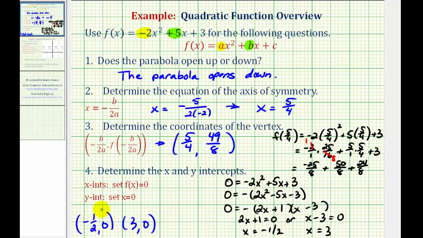Now to determine the y-intercept, we want to set x equal to 0 and then solve for y, or solve for f of x. Well, if we set x equal to 0, notice how we would have 0 plus 0 plus 3. So the y-intercept is just the point 0 comma 3. So when we have a quadratic function in this form, the y-intercept is always just going to be c. Now let's take all this information onto the next slide and continue.